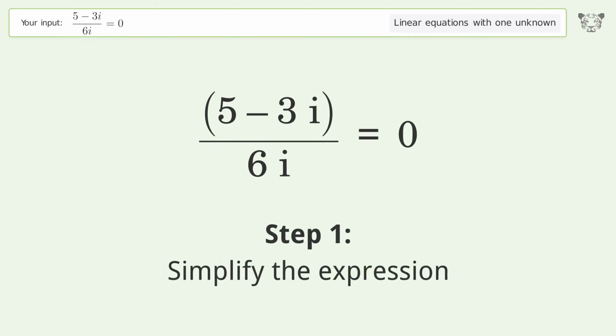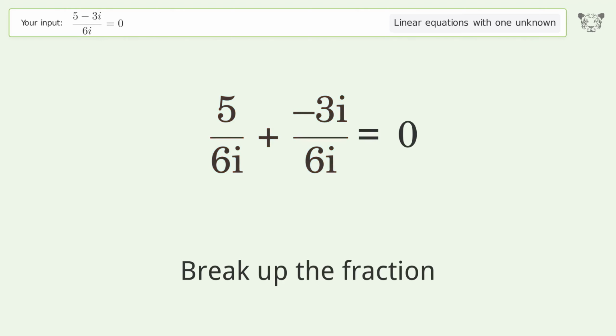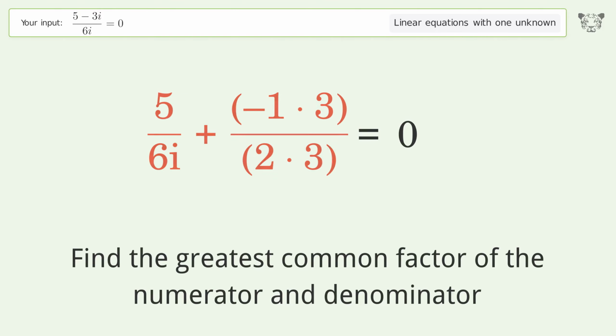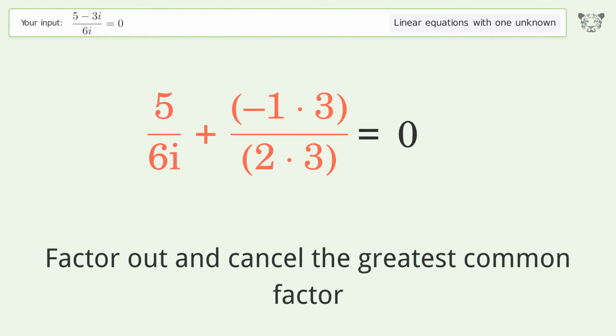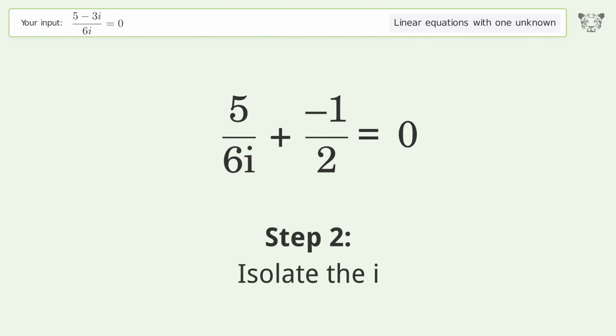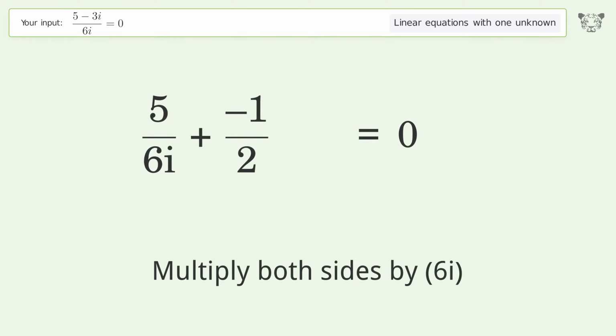Simplify the expression. Break up the fraction. Find the greatest common factor of the numerator and denominator. Factor out and cancel the greatest common factor. Isolate the i. Multiply both sides by 6i.